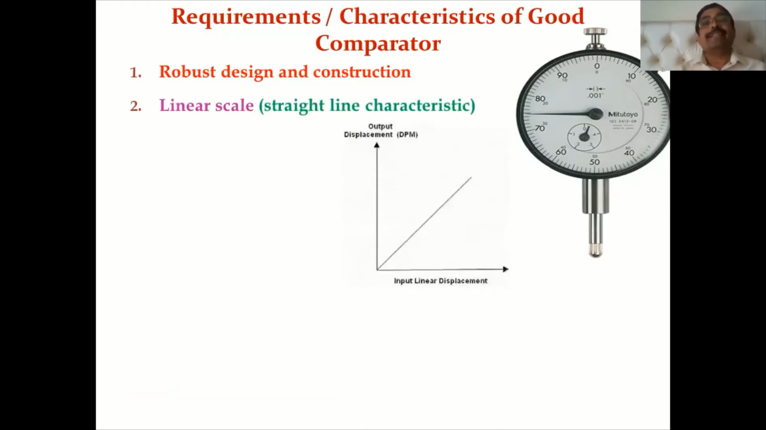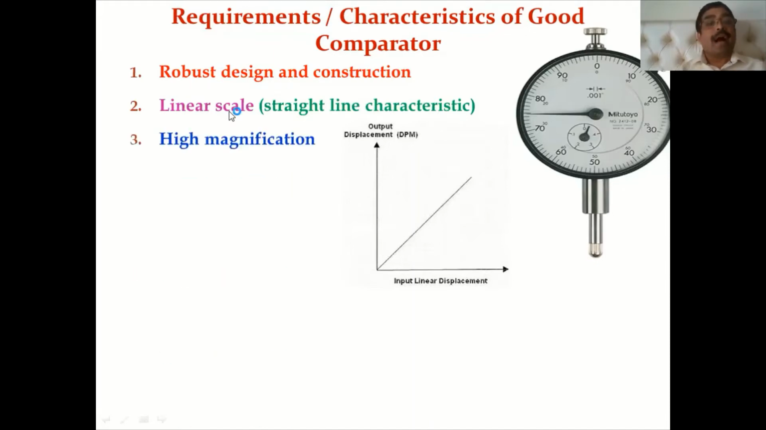Second one is a linear scale. See here, that is a straight line characteristic. What it means by linear scale here, whatever the input is, the instrument gives the proportional output. That is called a linear scale. So I have shown this with the help of a graph here. Whatever the input you are giving, you will get the corresponding output. This graph is called linear. It shows the linear characteristics, right? This is the meaning of the linear scale.